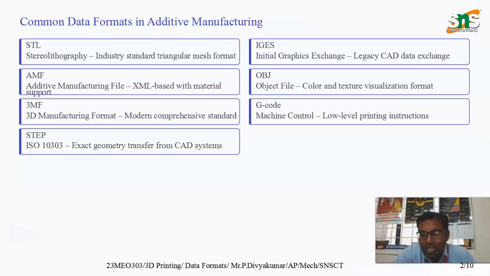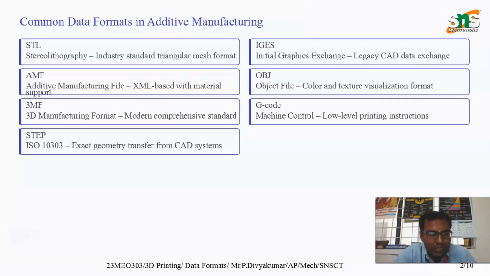The major features are that it represents only the geometry, and it contains triangular mesh information supported by all types of 3D printers. Advantages are that it is simple and widely accepted, easy to generate, and compatible with most slicing software. The major limitations of this format are that no color information, no material information can be stored, and a large file size is generated for complex geometries, etc.